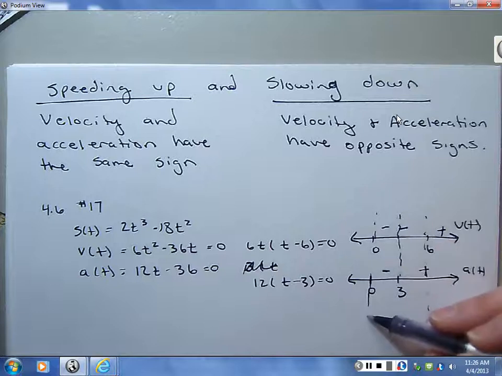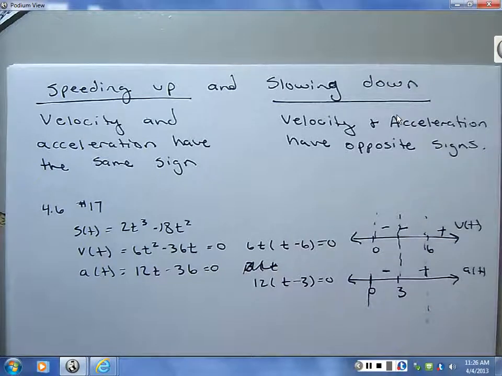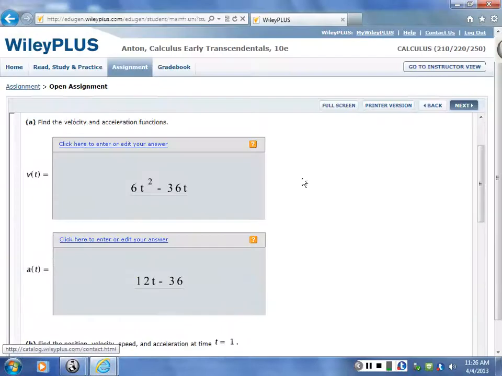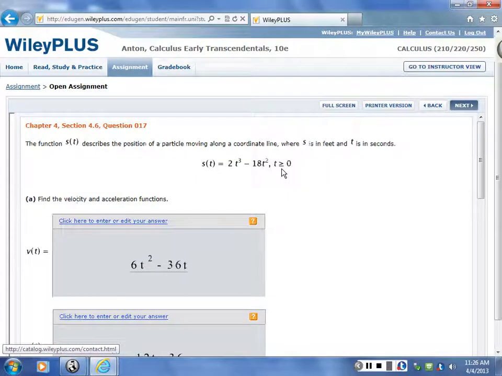Are you not testing below 0 because it says that t is greater than 0? Yeah. A lot of the time with rectilinear motion, we're always looking at positive time. I would never talk about time equals negative 5.